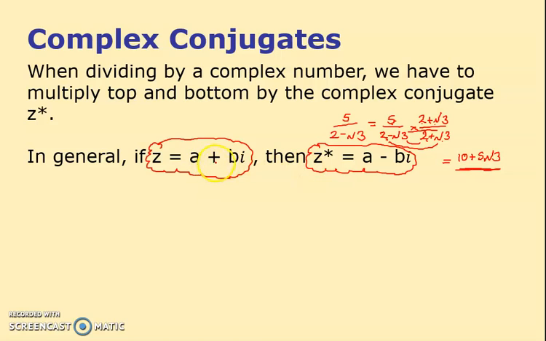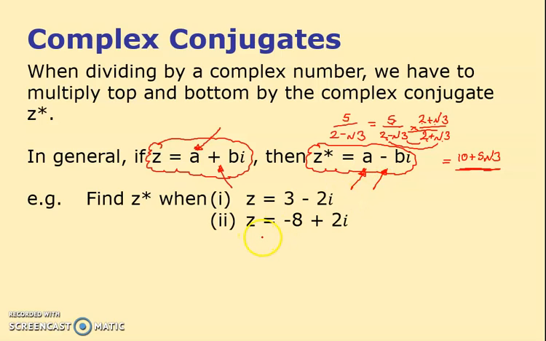Notice how effectively the only difference is the plus has become a minus. The first number, the real part of this, hasn't changed. It says a, it says a. The only thing that changes is that sign. It says plus bi, it now says minus bi. So that's what I want you to write down in your book. That's called a complex conjugate.